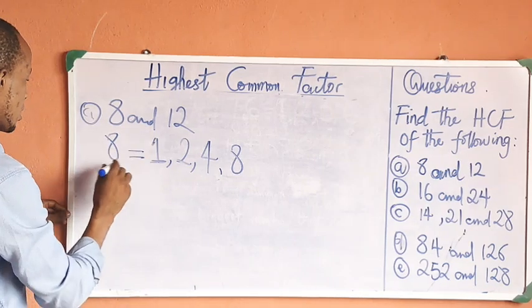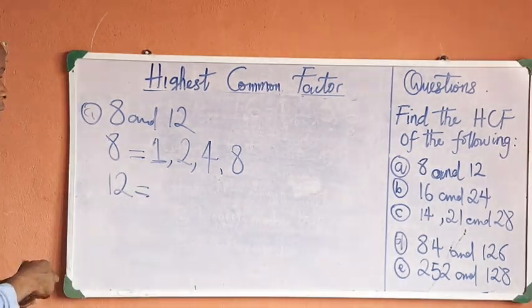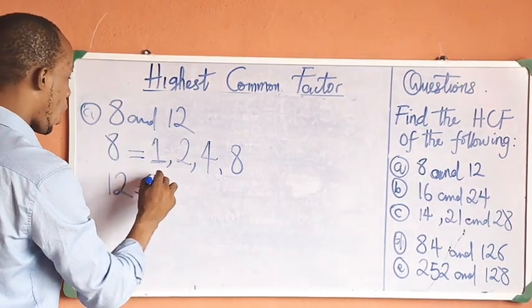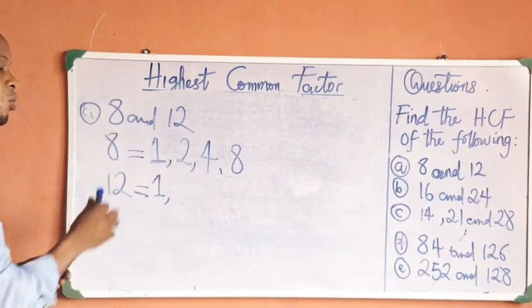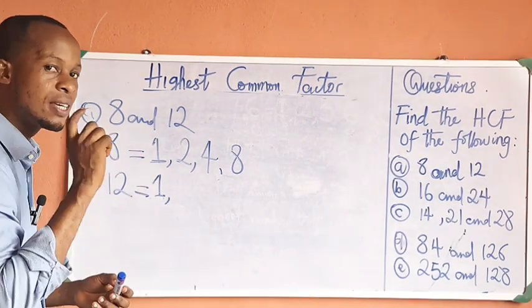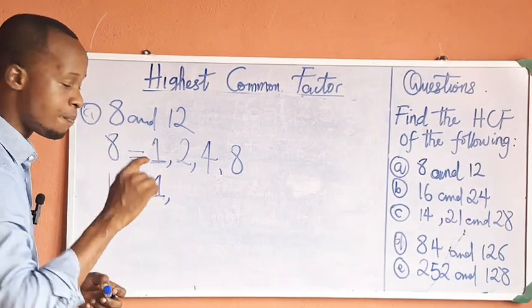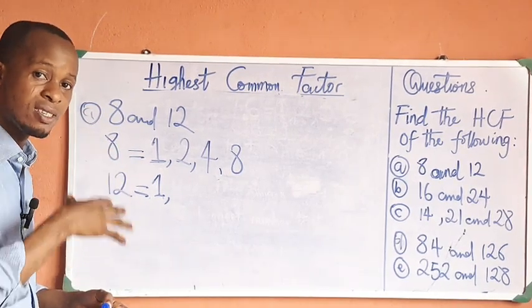And then let's list out factors of 12. What are the factors of 12? Numbers that can divide 12 without a remainder. 1 is the first number. I told you this before. 1 is always a factor of any given number. 1 can divide any given number without a remainder. And the number that is given itself is always a factor of itself.